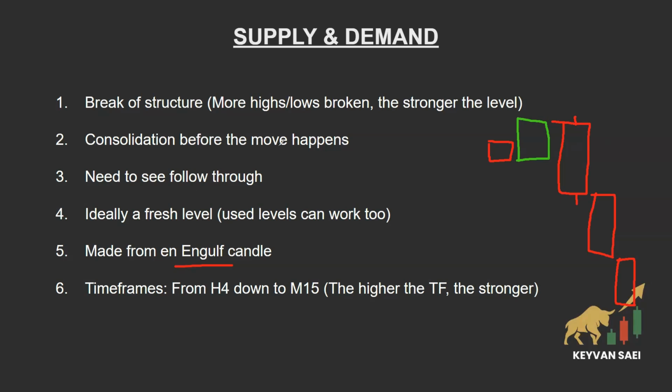We need to see consolidation before the move happens. So in these two candles, especially in this one and maybe in the beginning of this one, we need to see on the M1 a lot of position stacking. We also need to see break of structure, so it needs to break lows, right? Those are the rules for my supply and demand levels.